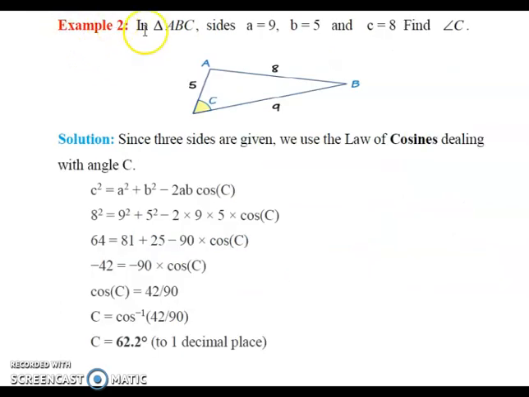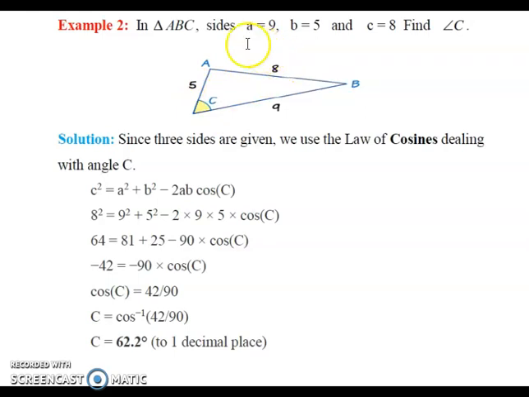Example 2. In triangle ABC, side a is equal to 9 units, b is equal to 5 units and c is equal to 8 units. Find the angle capital C. If you observe this triangle, angle A opposite side is side a, a is equal to 9. Angle B opposite side small b is equal to 5. Angle C opposite side small c is equal to 8.